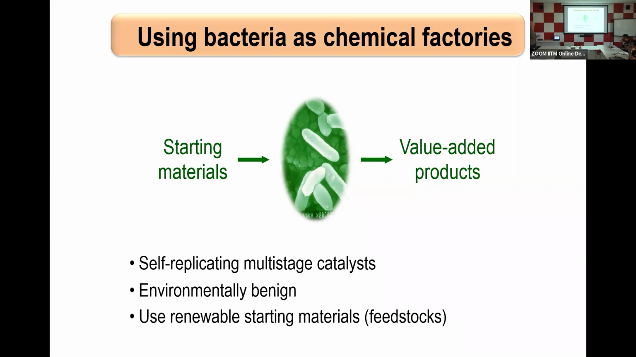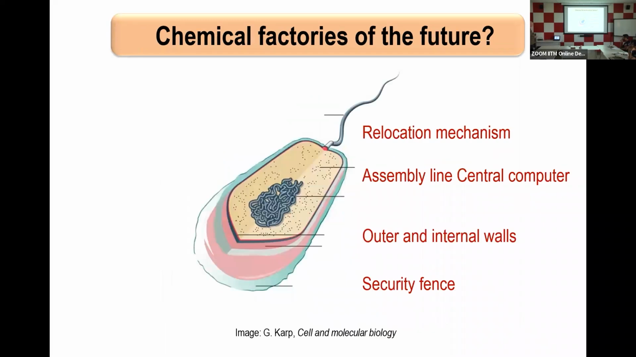So, in principle, it's a very, very attractive situation. Then, instead of having these big factories, maybe we will have to concentrate on considering bacteria or cells in general as factories themselves in miniature, where you have some equivalence in the structure of the bacteria and what you see in a factory. You have a relocation mechanism, for example, you have an assembly line, a kind of central computer that you have inside the cytoplasm.